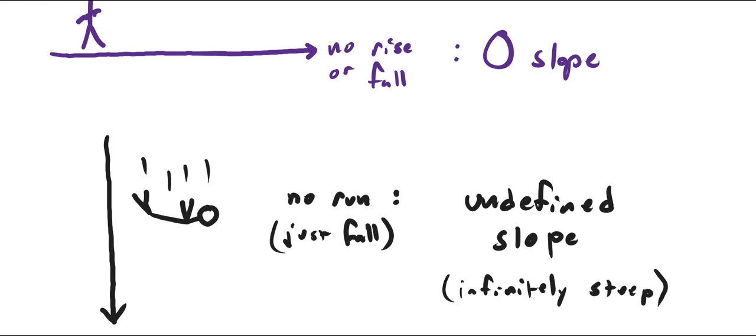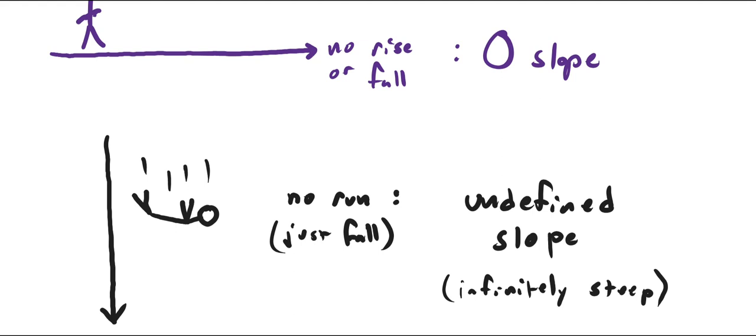And what about for vertical lines? What about if there's no run to be had? We're not going to the right at all. It's just going, well, up or down, depending on your perspective. For this poor fellow, he's going down quite fast. He's just falling. That's going to be called an undefined slope. And we'll see why in a little bit when we look at the formulas for slope.